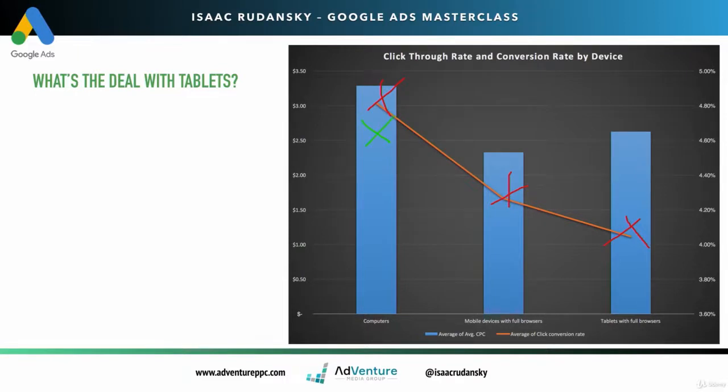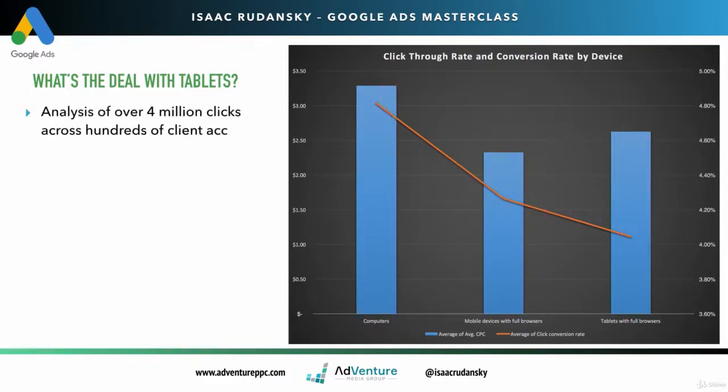Now we're seeing mobile traffic being more expensive, and we're seeing a lot more variability with that. The mobile devices from the data set that we're pulling has a lower CPC, and then tablet actually has a higher CPC than mobile devices, although it has a lower conversion rate. So we're seeing this inverse relationship between CPC and conversion rate, which is strange. So what's going on with tablets?